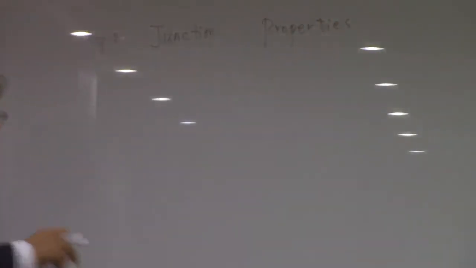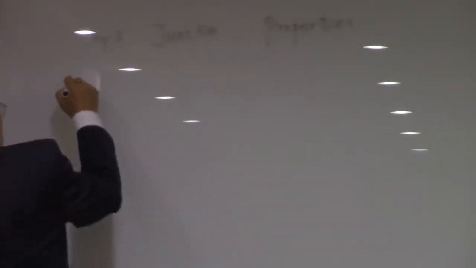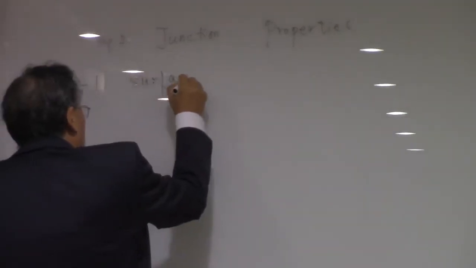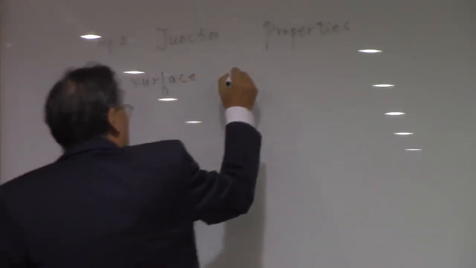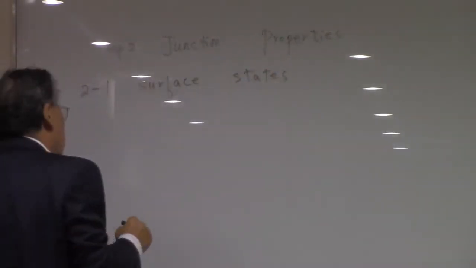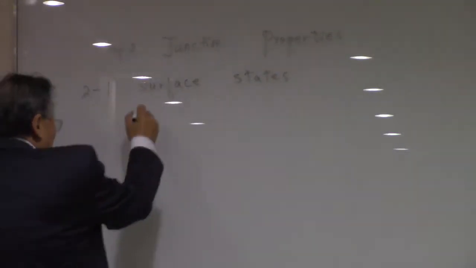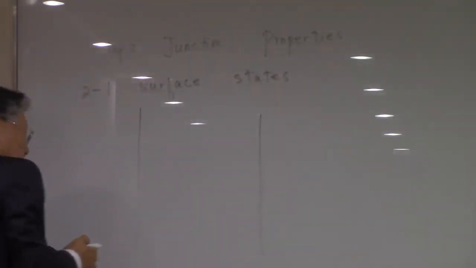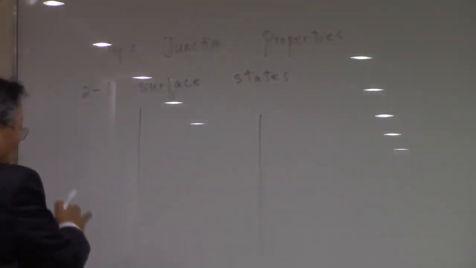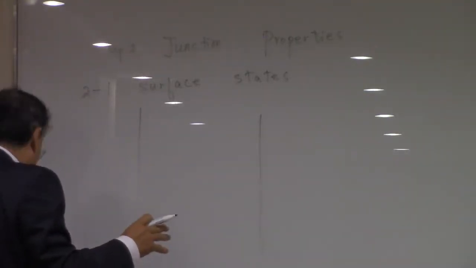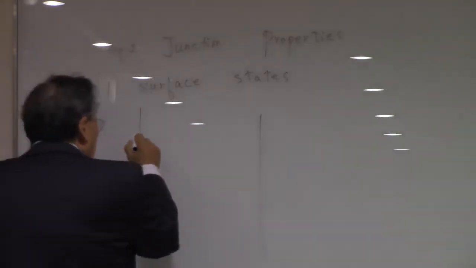Today we are going to talk about the junction properties, chapter 2. And first, we are going to think about the surface. Surface is different from the bulk. So we may think that we have a kind of junction, with different energy states there.